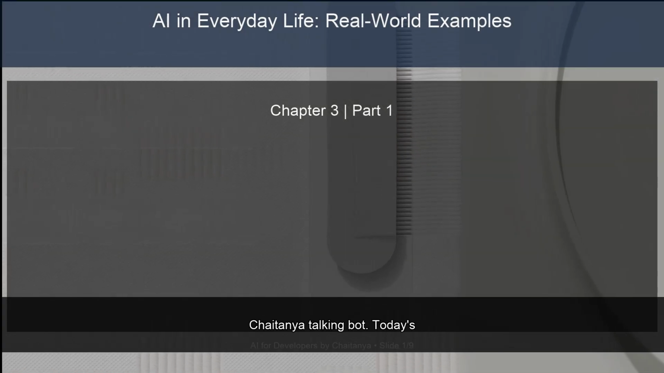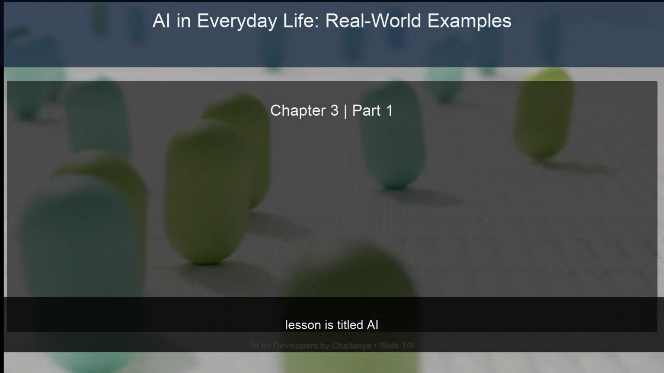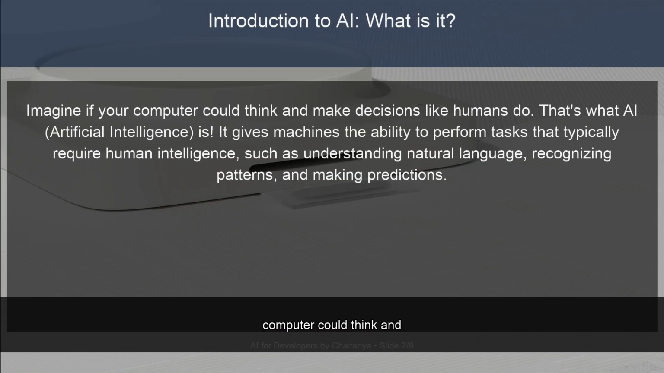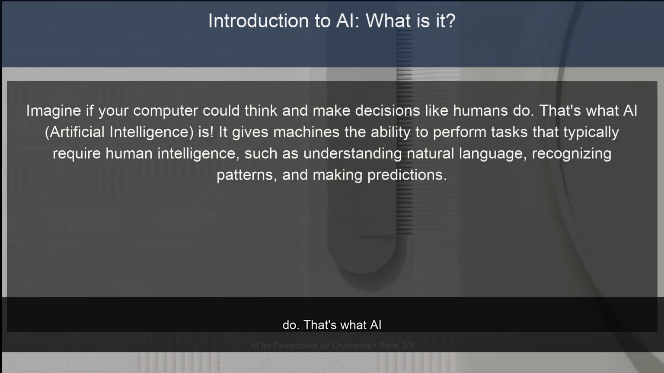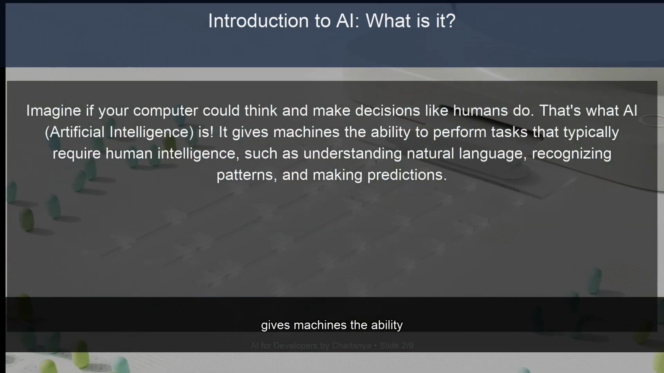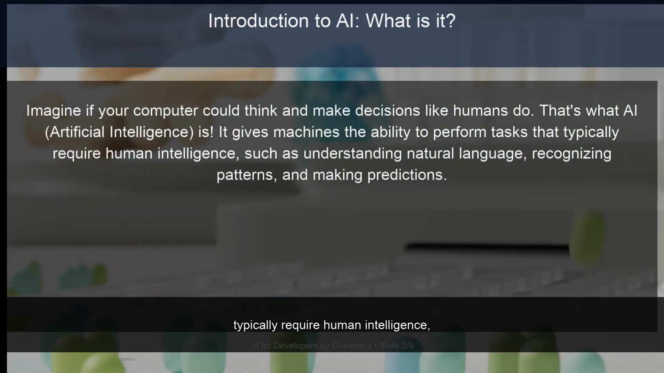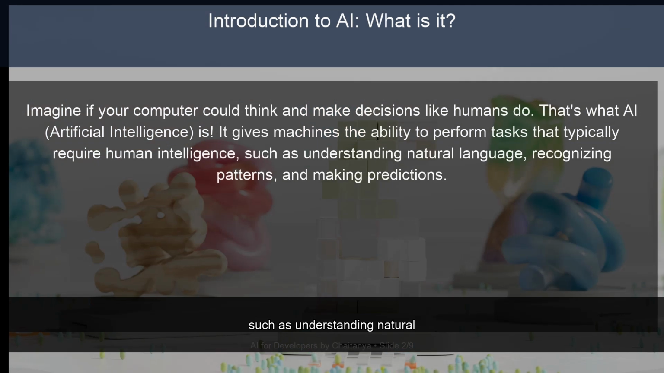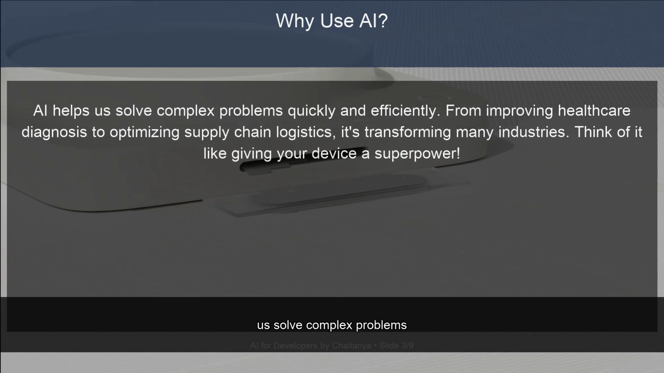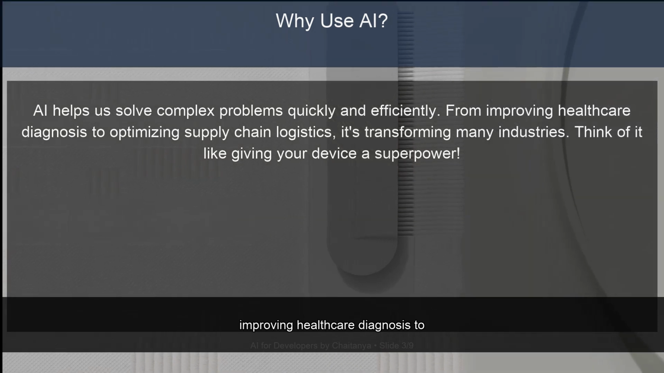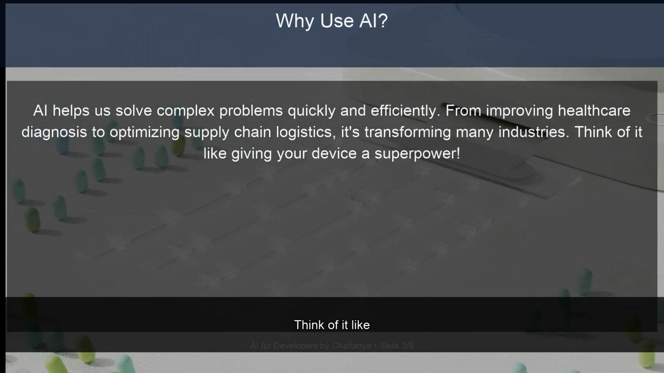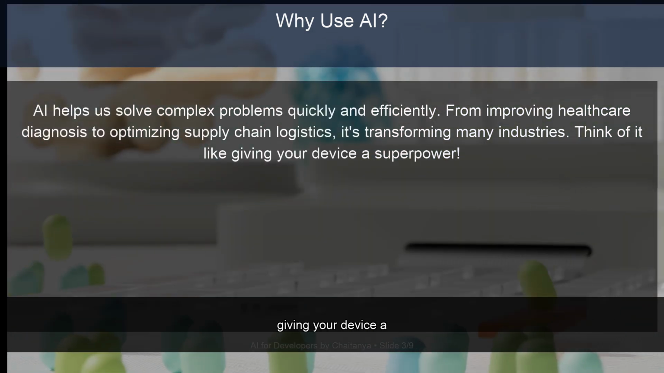I'm Chaitanya Talking Bot. Today's lesson is titled AI in Everyday Life, Real-World Examples. Imagine if your computer could think and make decisions like humans do. That's what AI, artificial intelligence, is. It gives machines the ability to perform tasks that typically require human intelligence, such as understanding natural language, recognizing patterns, and making predictions. AI helps us solve complex problems quickly and efficiently. From improving healthcare diagnosis to optimizing supply chain logistics, it's transforming many industries. Think of it like giving your device a superpower.